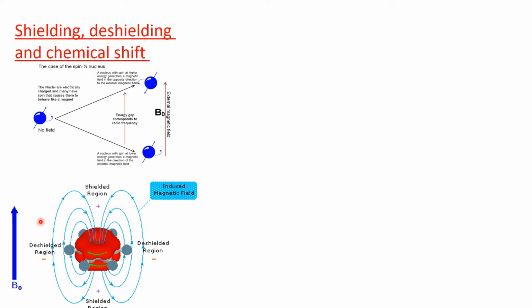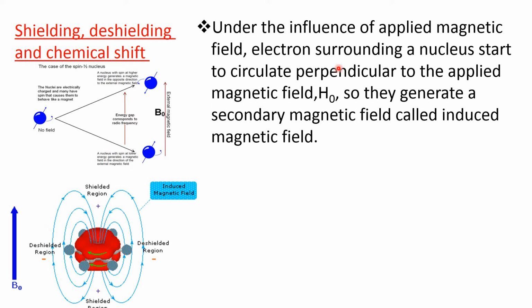As these nearby electrons of the nearby nuclei are circulating, another magnetic field, which is known as the secondary magnetic field or induced magnetic field, is generated. Let's see. Under the influence of applied magnetic field, electrons surrounding a nucleus start to circulate perpendicular to the applied magnetic field, H0. So, they generate a secondary magnetic field called induced magnetic field.